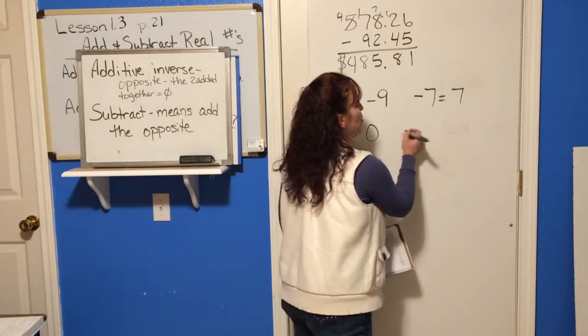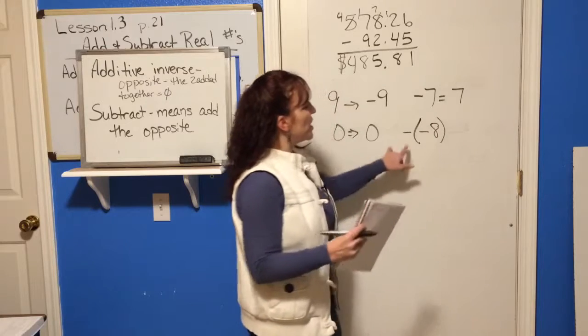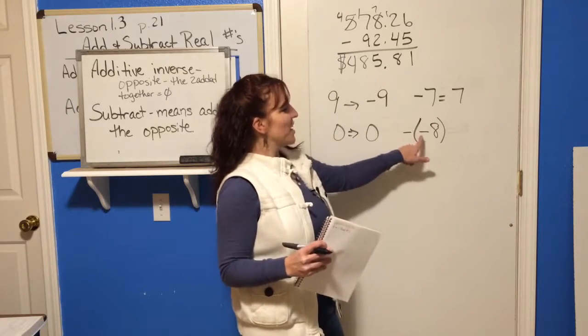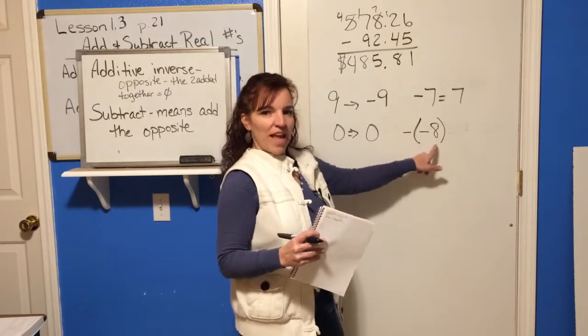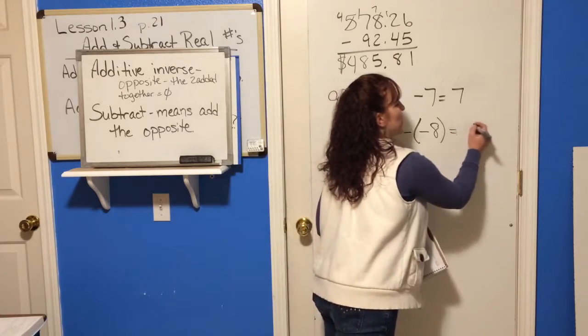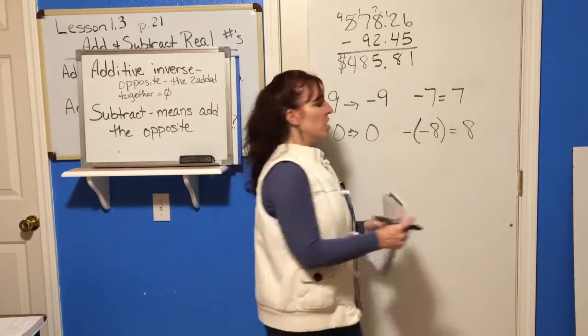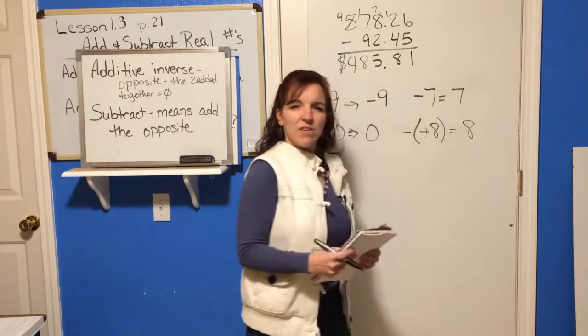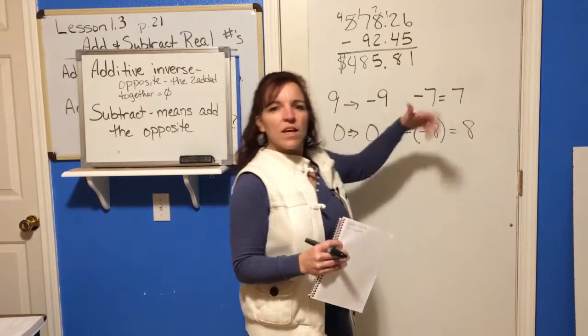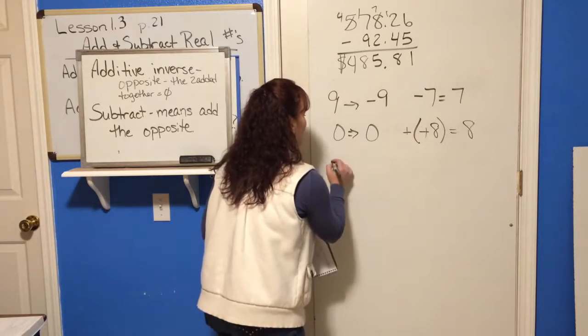So the additive inverse means the negative of something. So if I say the additive inverse of negative 8, that's what this is. Negative 8 means the additive inverse of negative 8. So the opposite of negative 8 is simply positive 8. So in other words, if you have two negatives, they make a positive because you're saying the opposite of a negative. The opposite of a negative is a positive.